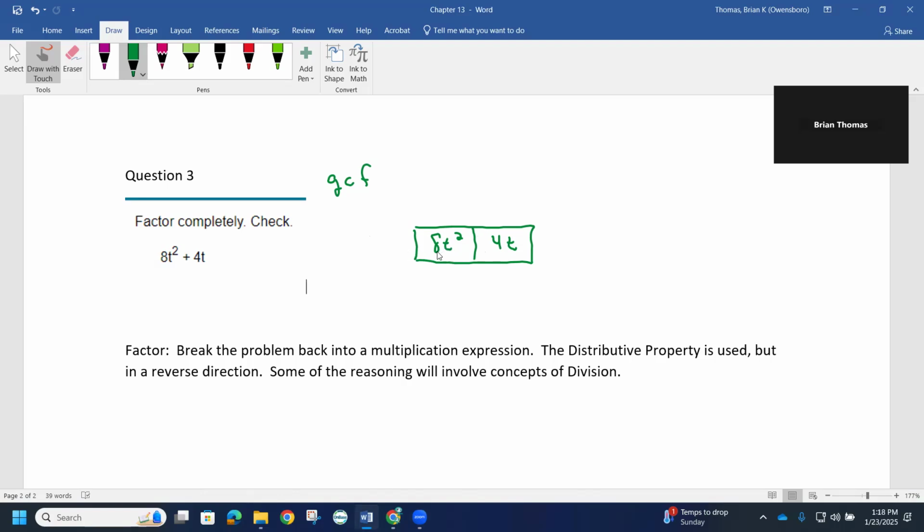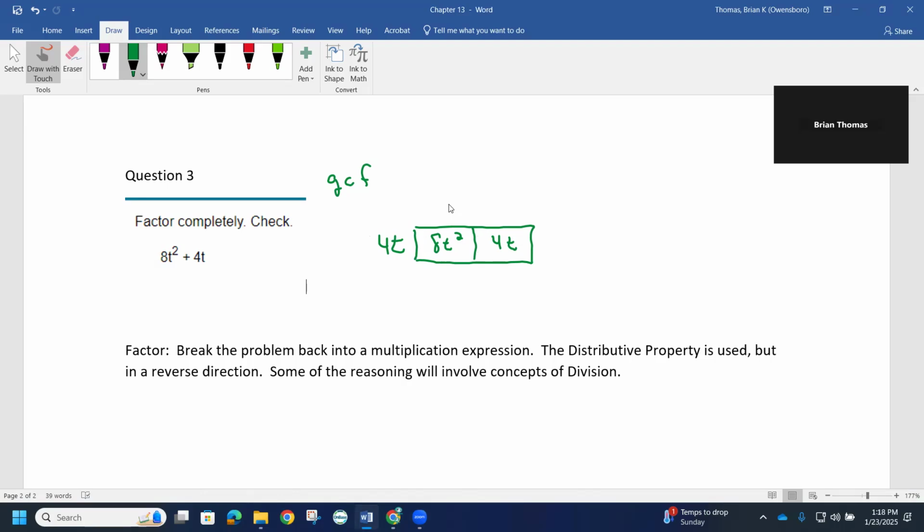So as far as the 8 and the 4 go, 4 seems like the biggest factor for that. For the t's, this has two t's, this has one t, so it looks like they have one t in common. So the GCF is 4t.